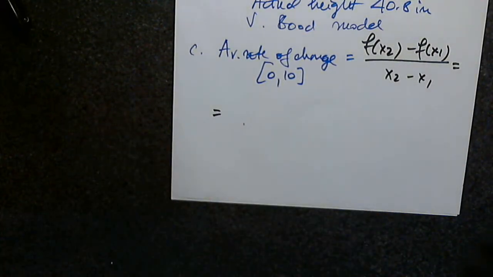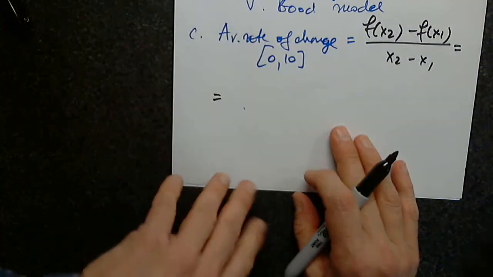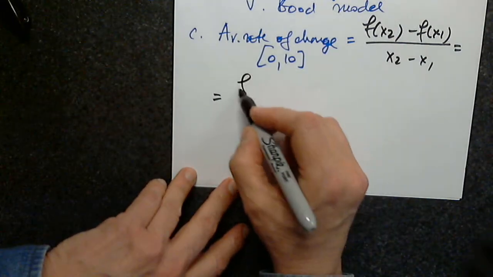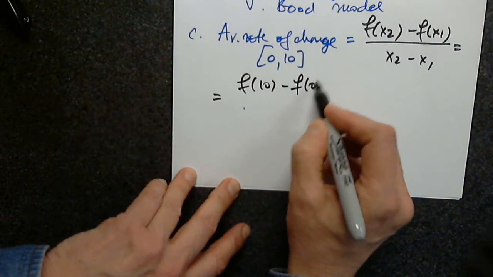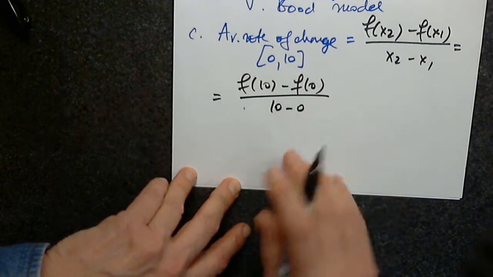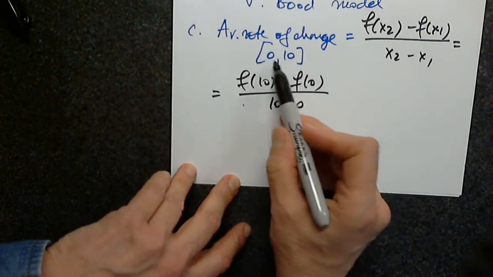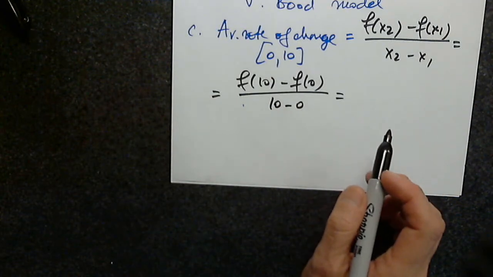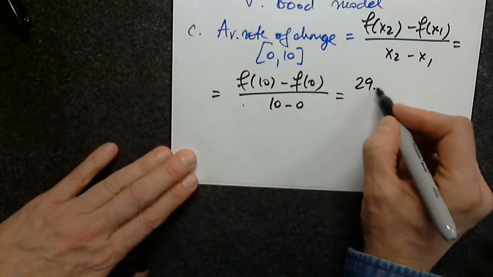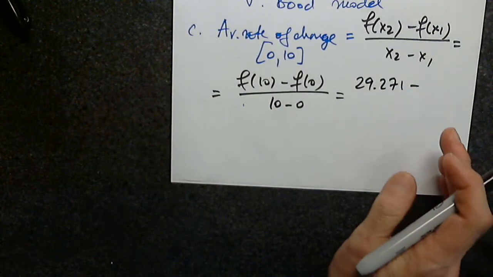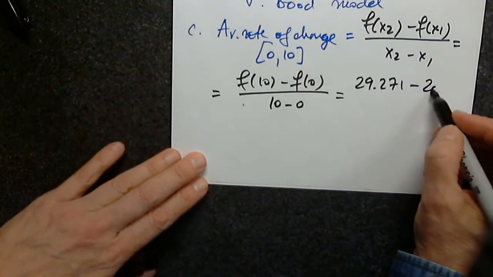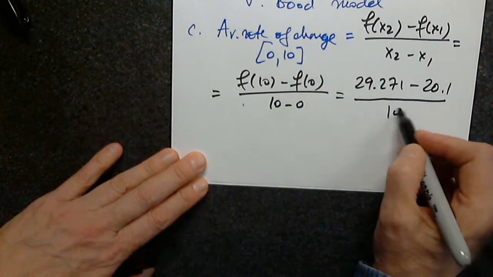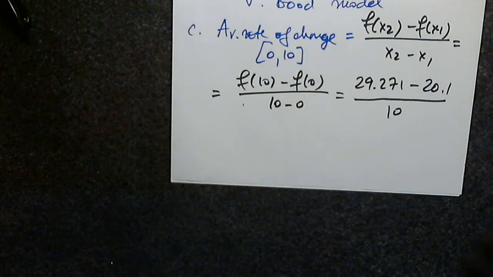It's the slope. You're going to give us for the test? It's the slope. The slope between 2 points. So then we have f of x2, f of 10 minus f of 0 divided by 10 minus 0. f of 10 I calculate to be 29.271. f of 0, very clear, 20.1, divided by 10. Tell me what you get.